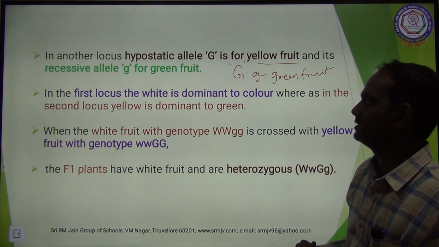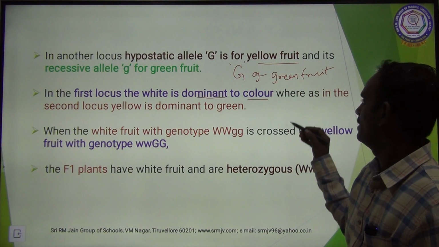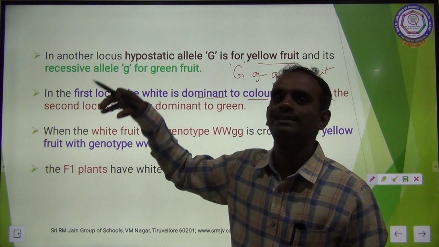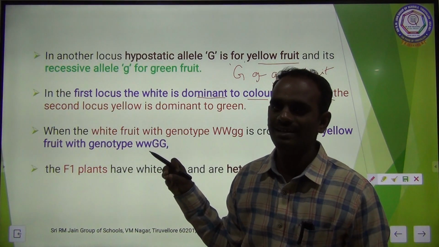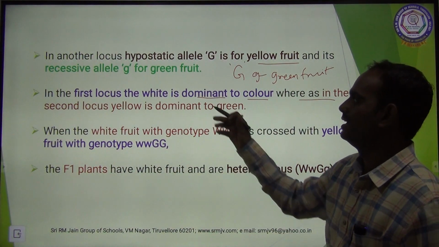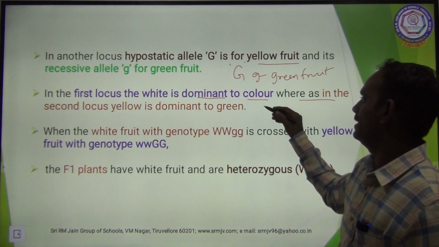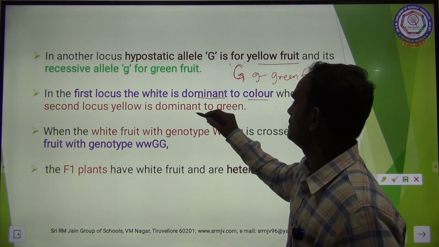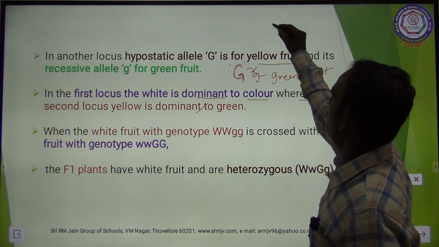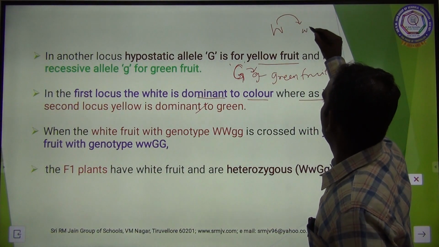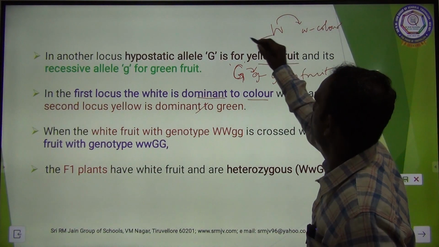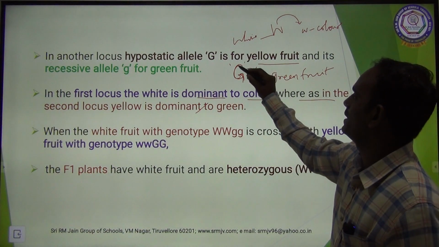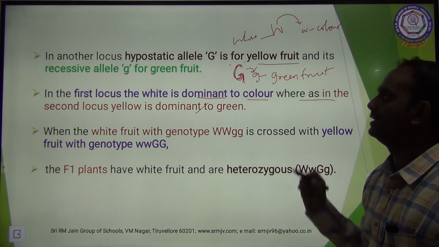In the first locus, white is dominant to color, whereas in the second locus, locus meaning the place where the gene is situated, yellow is dominant. See here, yellow is dominant to green, white is dominant to color. This is color, this is white. In the second locus, yellow is marked as capital G, yellow is dominant to green.